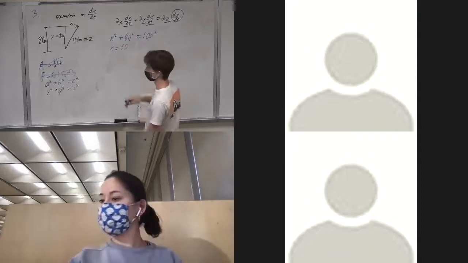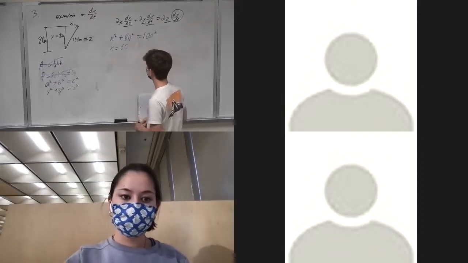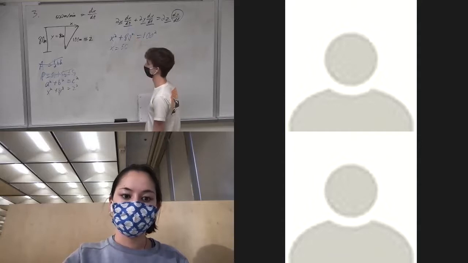So now we have X. Awesome, we're done with one of them. Where do we find this dx by dt? I kind of already wrote it on the board.